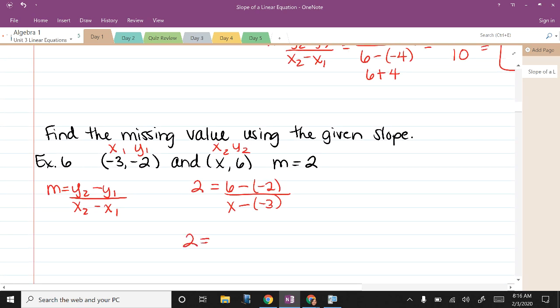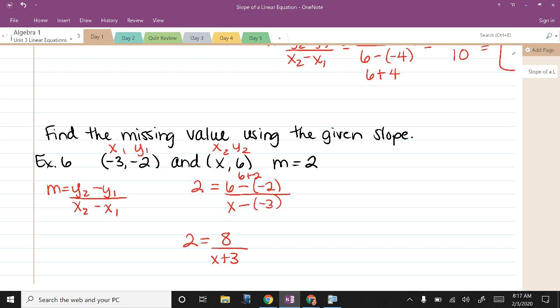So 2 equals 6 minus -2, which is 6 plus 2, right? Which is 8. Over x minus -3. Isn't that x plus 3? All right, do y'all see how I got to 2 equals 8 over x plus 3?